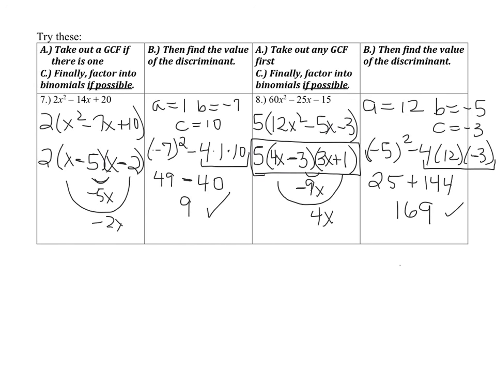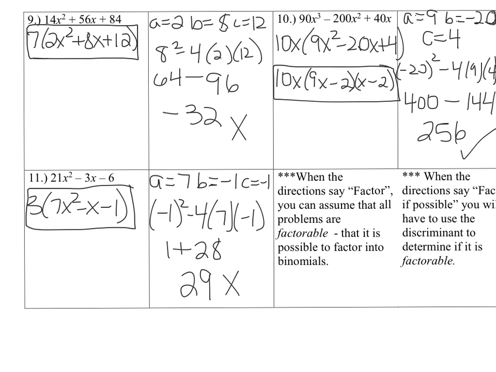Now stop the video and try the next set of problems on your own, and then come back and check to see if you are correct. Okay, here we go. Go ahead and take a look at your work. Make sure that the value of your discriminant is correct. So for number 9, you should have gotten -32 for your discriminant, which means that this guy can't go further. So my final answer is that.